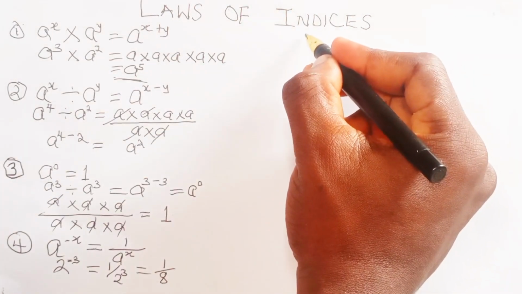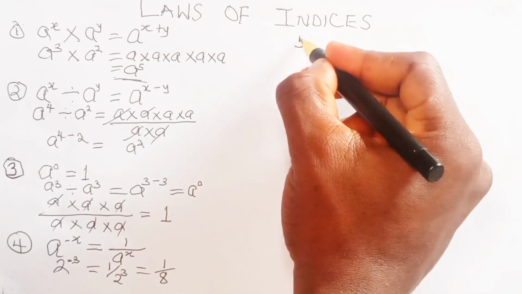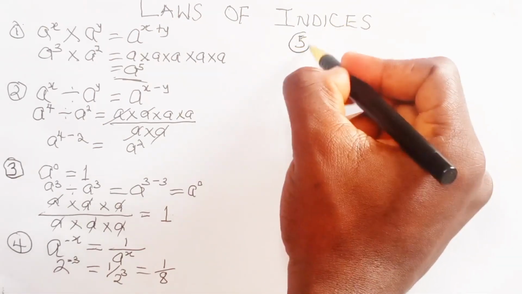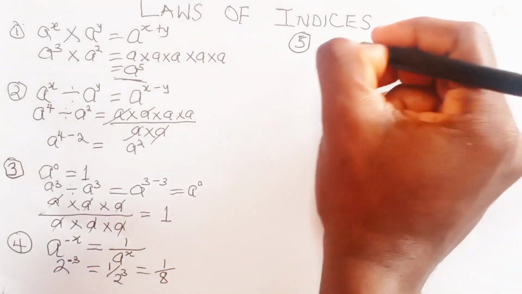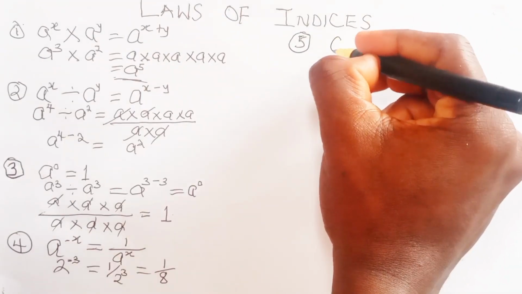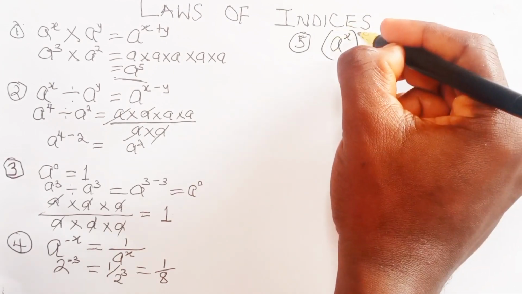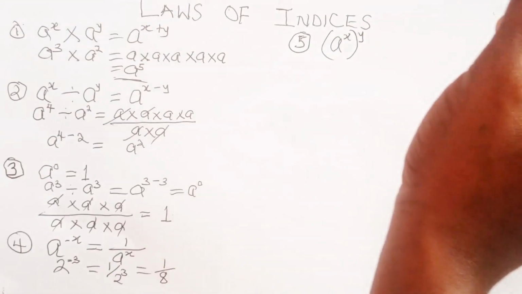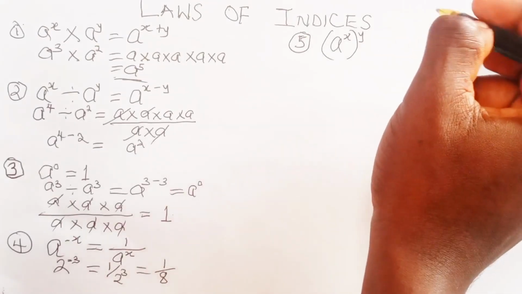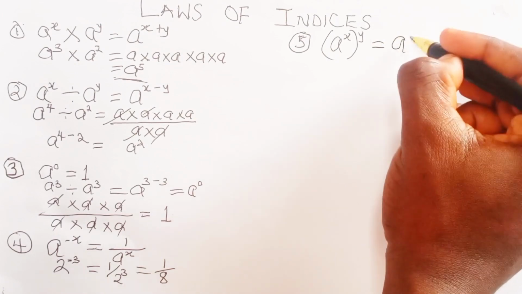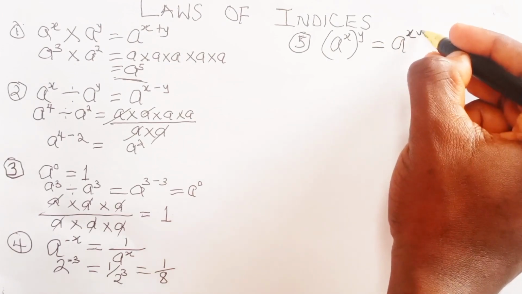Then the fifth law I'm going to quickly look at is what we call the number with double powers. So if I have something like this, a raised to power x multiplied by y, as you can see, we have two powers there. So this is going to give me a raised to power xy.